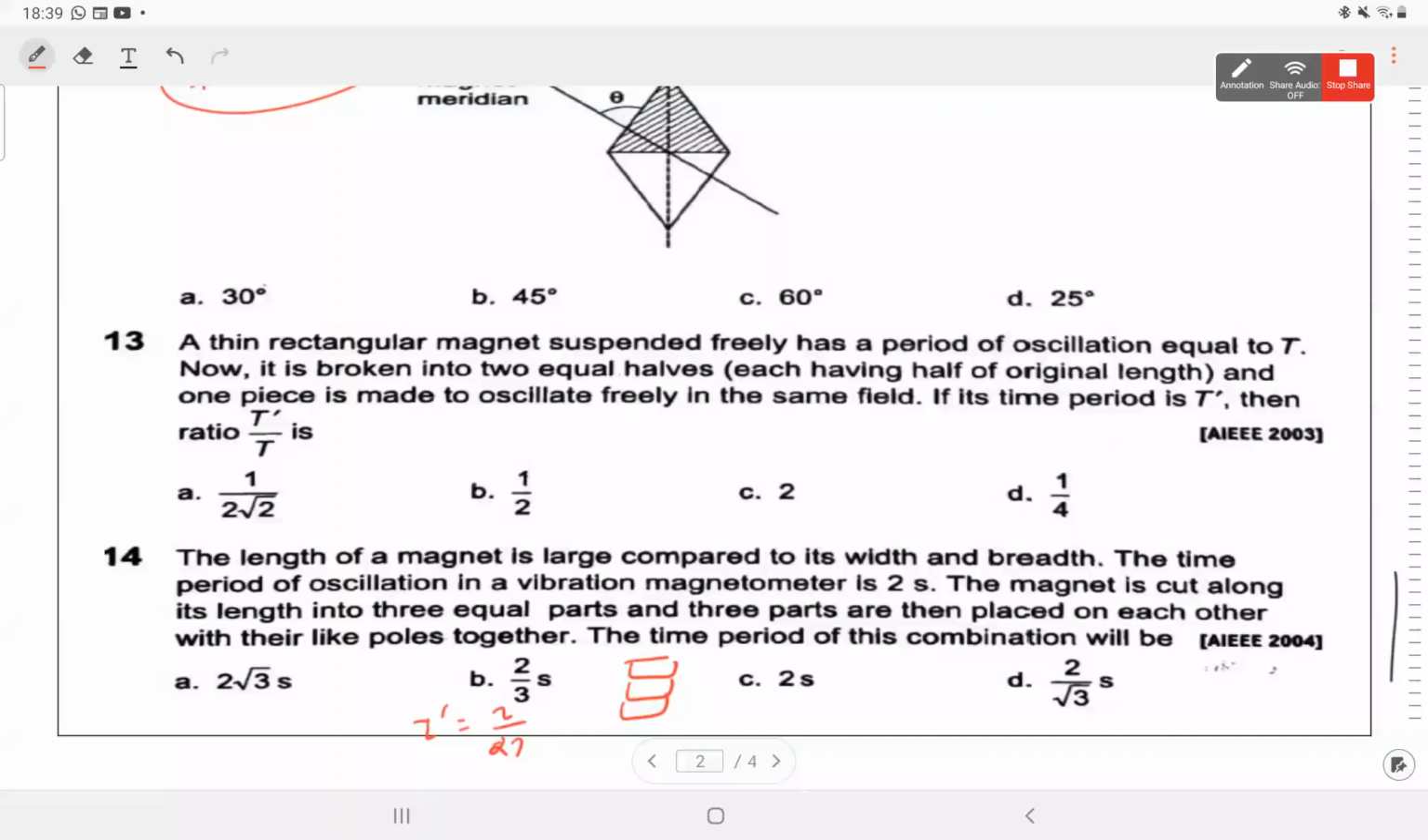In 14, the moment of inertia of each part becomes I/27. But we are placing three such parts on top of each other, so the total moment of inertia will become 3 times 3I by 27, or the magnetic moment becomes 1/3. So 3 over 27 becomes 9, 1 by root 3 times 1 by root 3.